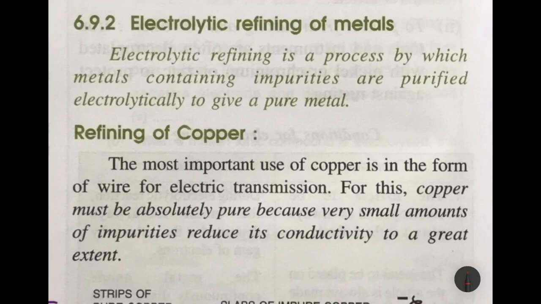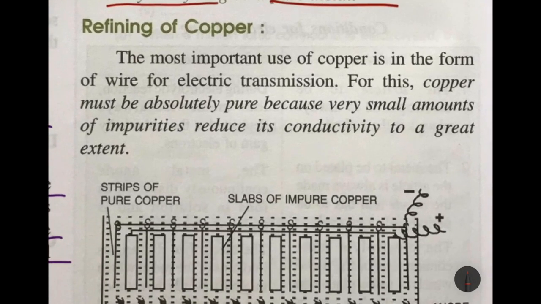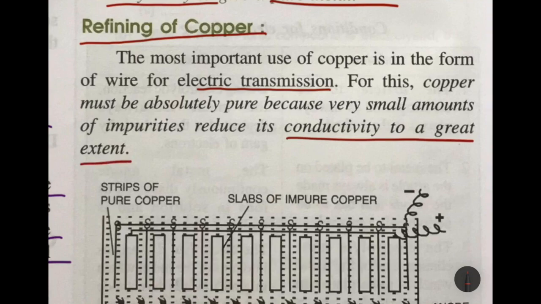Another application of electrolysis is in the electrorefining of metals. Now, when we're talking about electrolytic refining, we're talking about a process by which certain metals which contain impurities are made pure, 100% pure, electrolytically to give a pure metal. Okay, now refining of copper. The most important use of copper is in wires for electric transmission. So for this, you remember, children, that the copper must be very, very pure, because even a small amount of impurity reduces its conductivity to a very great extent.